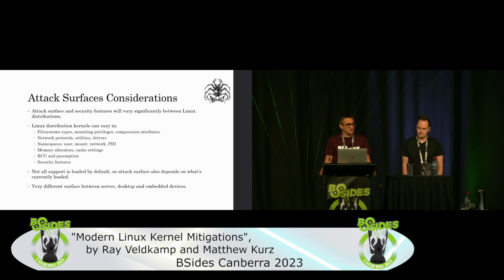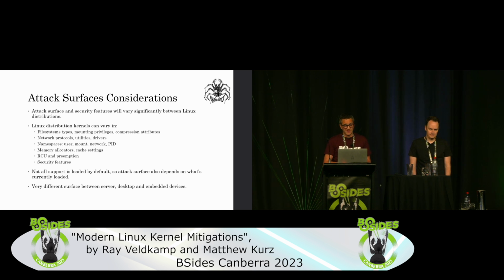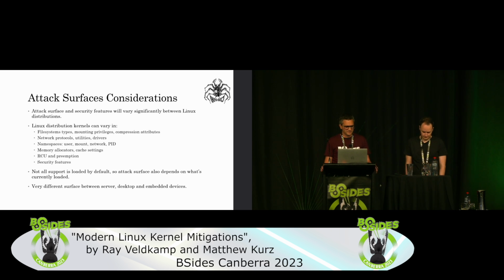Things like CPU preemption and read copy update preemption can affect things. If you've got a bug that depends on a race condition, having preemption versus non-preemption can result in very different code that needs to be written to trigger the bug. And of course, security mitigations, which we'll be talking about today.